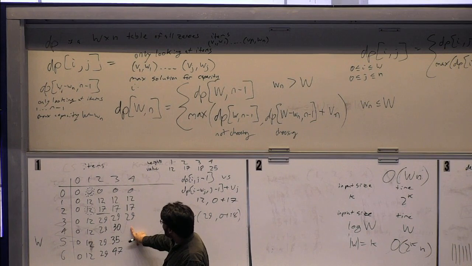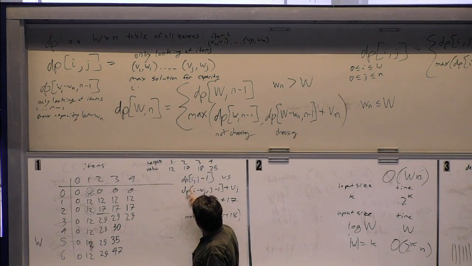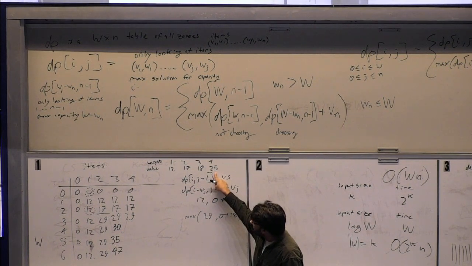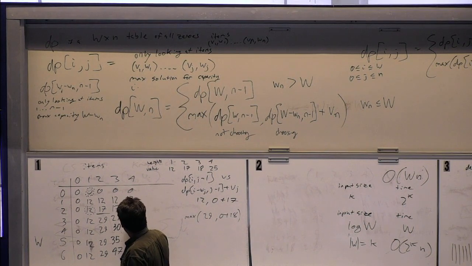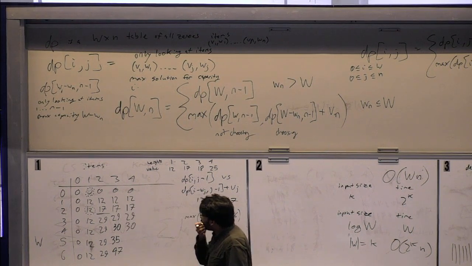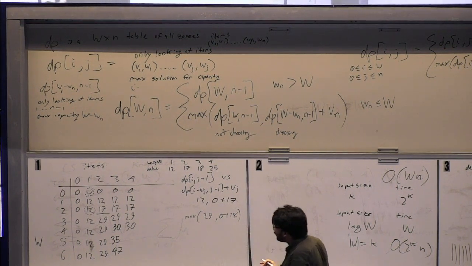If you have capacity 4, you can choose to steal item 4 or not consider it, which is dp of i, j minus 1. But 30 is greater than 25. So you could choose to steal item 4, or you could choose to steal the subproblem of not stealing item 4. So 30 is greater than 25, so we put 30 here. And then you have capacity 5 and all 4 items to choose from.